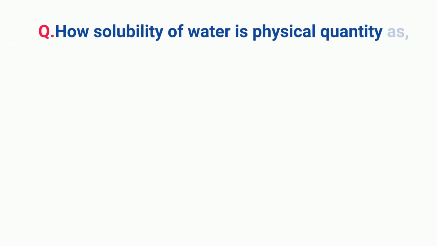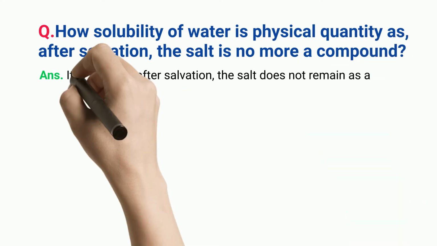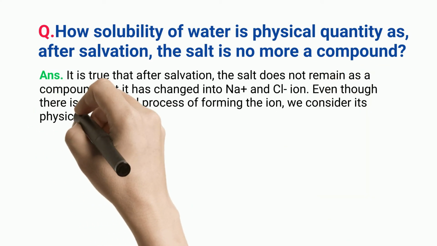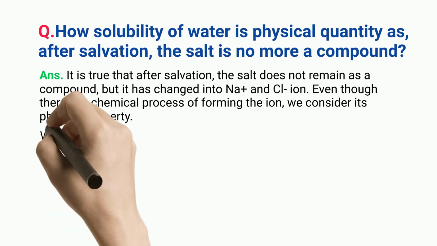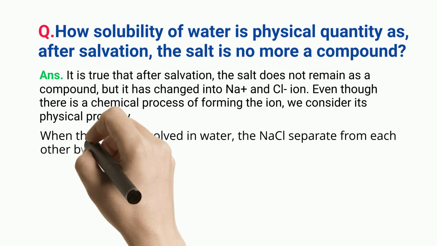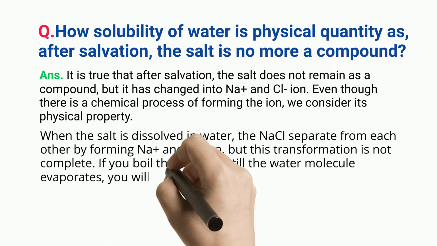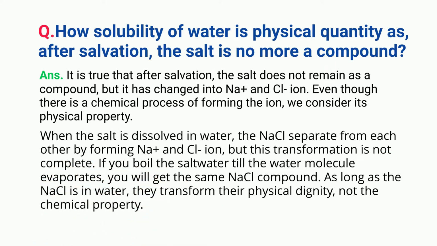How is the solubility of salt in water a physical quantity, as after solvation the salt is no more a compound? It is true that after solvation the salt does not remain as a compound, but it is changed into Na+ and Cl- ions. Even though there is a chemical process of forming the ions, we consider it a physical property. When the salt is dissolved in water, the NaCl separates by forming Na+ and Cl- ions, but this transformation is not complete. If you boil the salt water till the water molecules evaporate, you will get the same NaCl compound. As long as the NaCl is in water, they change their physical state, not the chemical property.